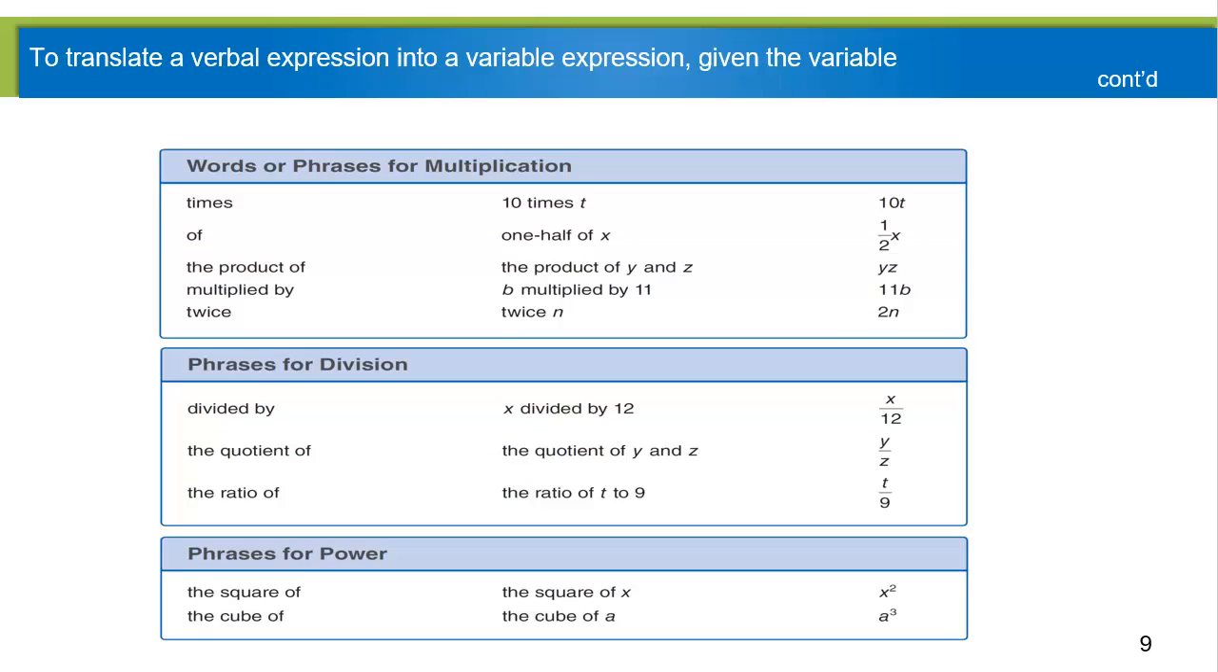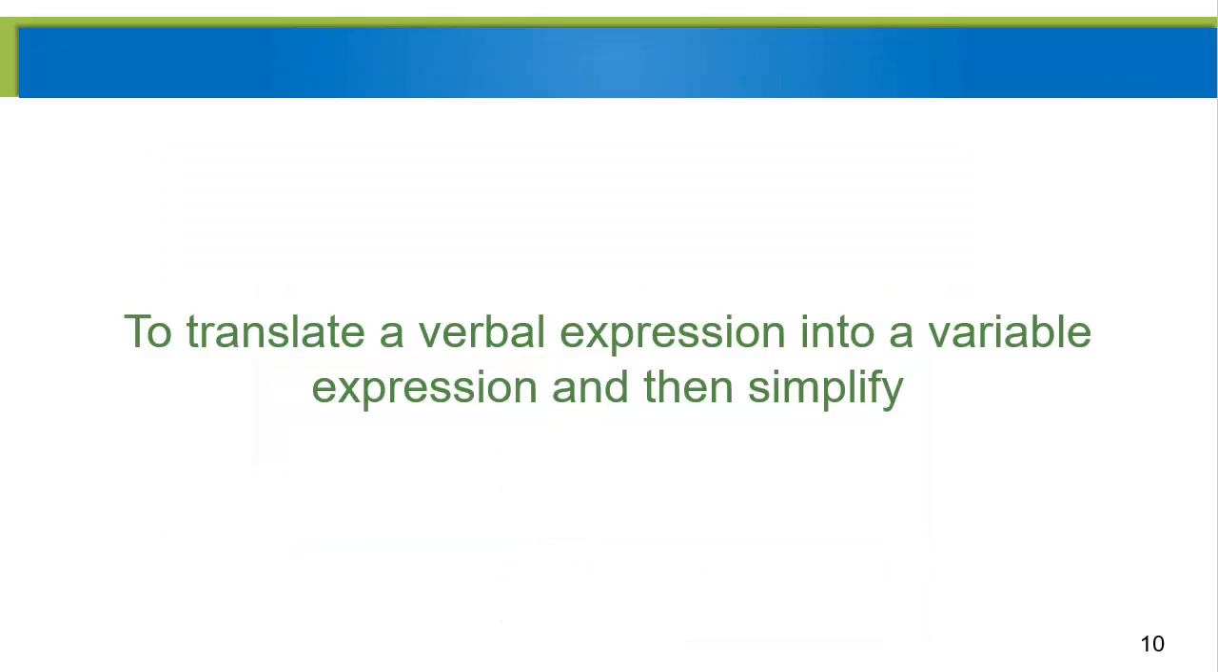Words or phrases for multiplication: times, of, product of, and so on and so forth. Division: divided by, quotient, ratio. Powers, they'll just say the square of, the cube of. You can go on and on, but usually square and cube are the only two. When we talk about powers that are 4 and above, you normally will see the word power, to the 4th power, to the 5th power. We don't have special words that we usually use for anything above cube.